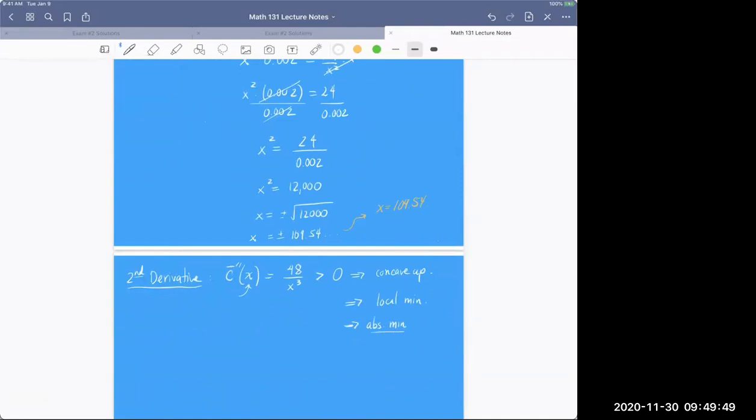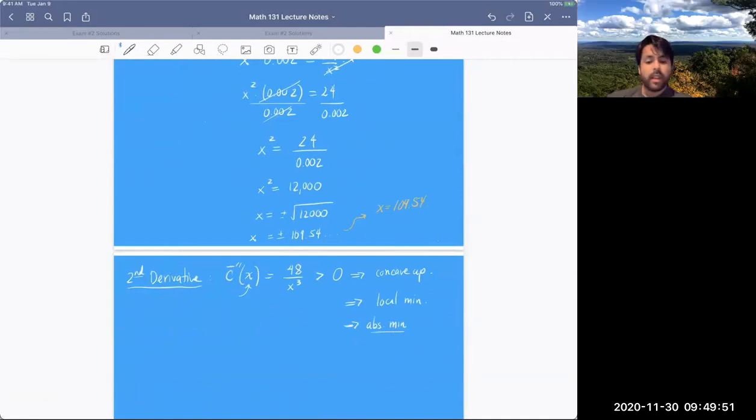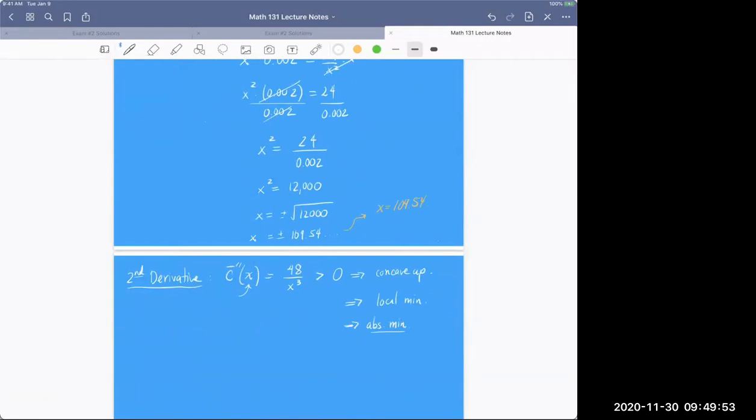Say that again. It's technically the lowest minimum, which is what makes it the absolute minimum. That's the only other minimum to speak of in this situation.